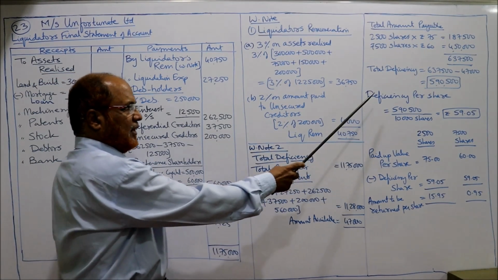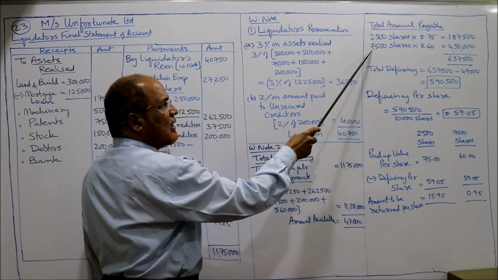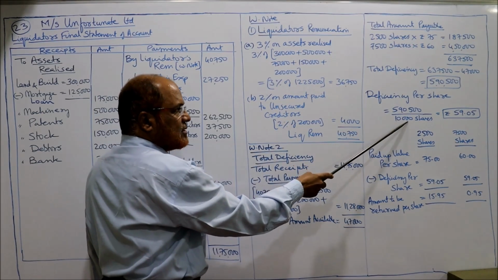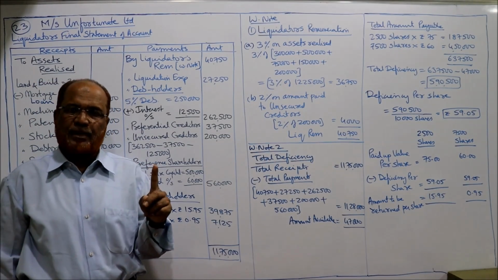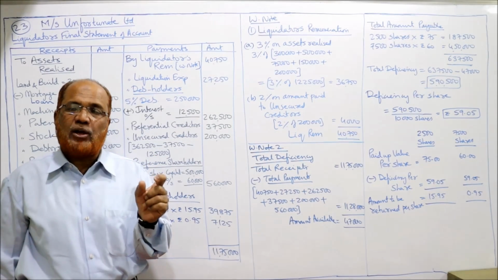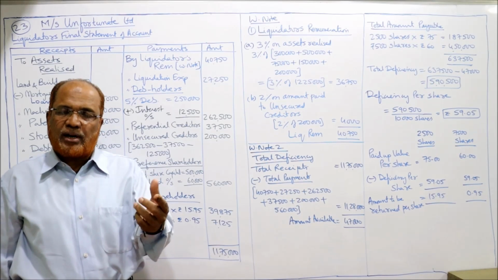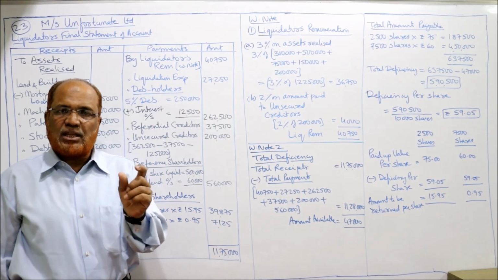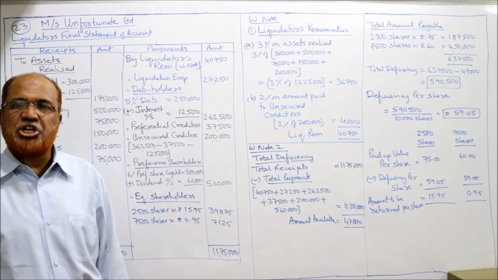Now per share, deficiency per share, 5,90,500 divided by 10,000 shares. 2,500 plus 7,500, 10,000 shares. So 59.05 is the deficiency per share. Now this deficiency will be deducted from the paid up value per share. We find how much a shareholder has paid and how much is the deficiency. Whatever amount remains, that amount will be repaid by the company to the shareholder.